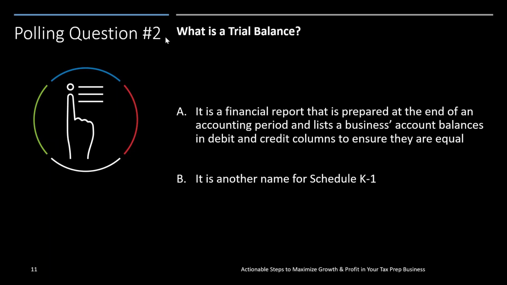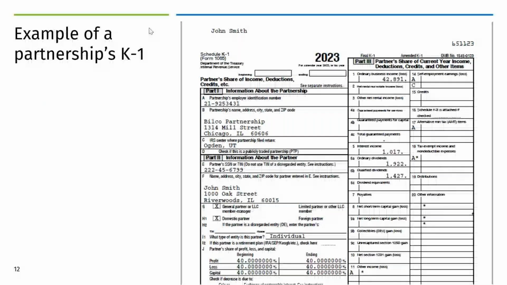Unsurprisingly, everybody has gotten this right. We've spent a lot of time looking at the trial balance, so I'm happy that everybody got this right. Moving forward, let's really get into the K1. This is one of the more important bits that I have to go over when we talk about the preparation of a business return.